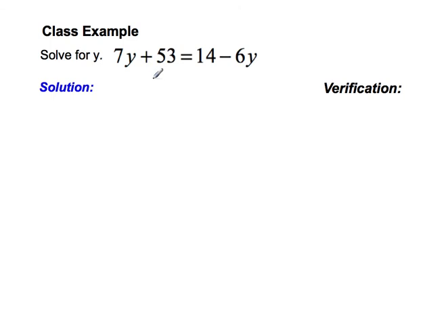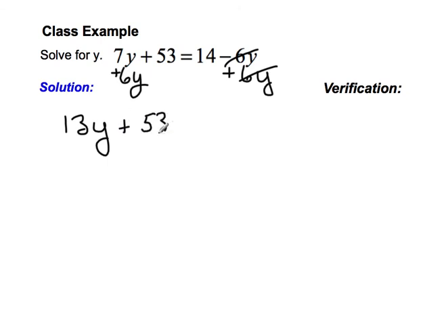Okay, so again, I'm going to bring my variable tiles over to the right-hand side and my unit tiles over to the left-hand side. Did I say that right? Sorry. I'm going to bring my variable tiles over to the left-hand side and my unit tiles to the right. My apologies. I'm just going to do the first step up here. Okay, I'm going to bring my variable tiles to the left-hand side just by zeroing these out. And I have 13y plus 53 is equal to 14.